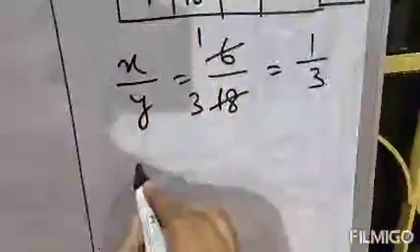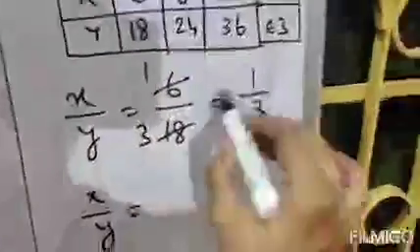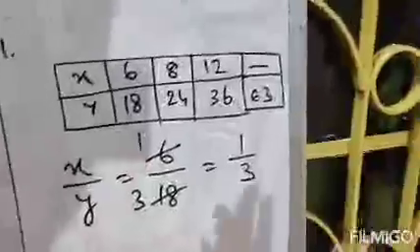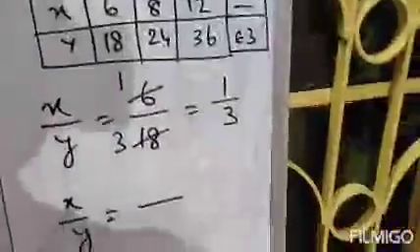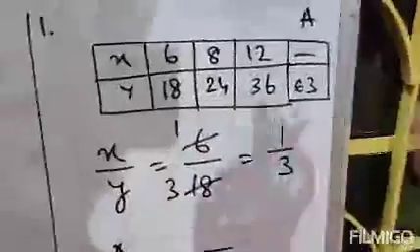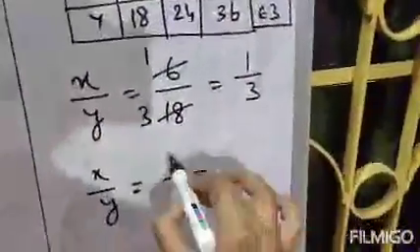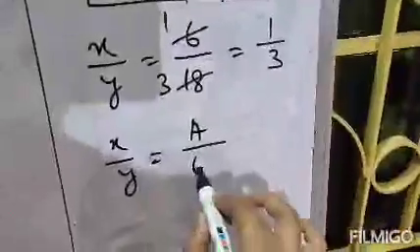Now x by y. Clear? So the value of x is not given. Let it be a. You can take any alphabet except x and y, because x and y are given. So suppose this is a and this is 63.